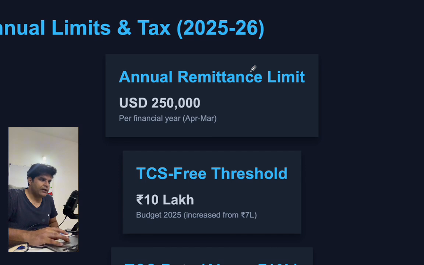Now this slide is very important because, as we have discussed, the annual remittance limit per person is 2,50,000 USD, which is around 2.5 crores per year, more than enough for any person, right? And the TCS, which is the tax deducted at source free threshold, is 10 lakhs, meaning you can invest up to 250,000 USD, which is 2.5 crores, but under 10 lakhs there will be no TDS, right?